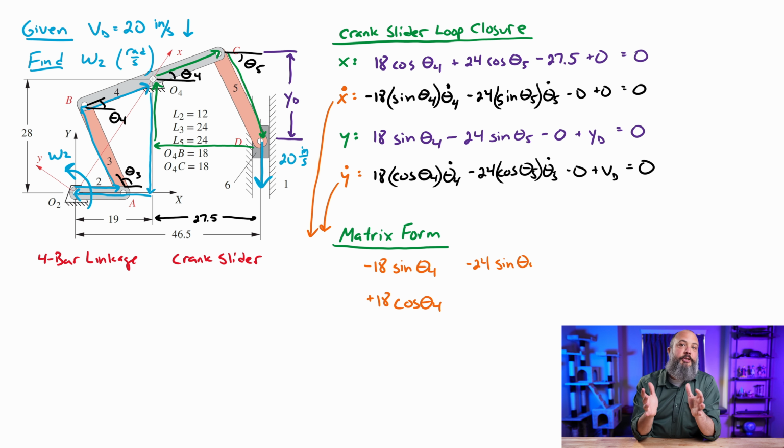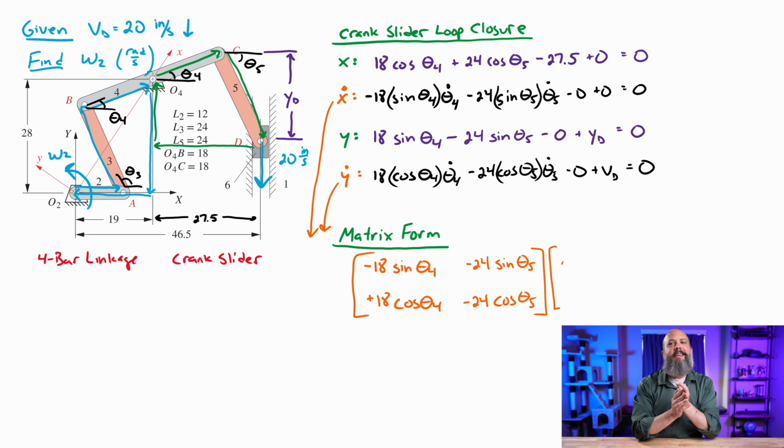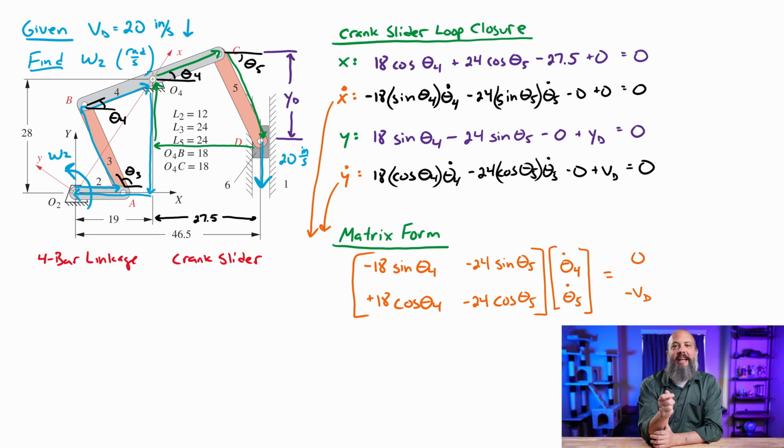The two variables I'm solving for are theta dot 4 and theta dot 5, so those get pulled out. The first 2x2 matrix is just all of the coefficients. And over on the right-hand side is all of the constants. So 0 for the x equation. In the y equation, there is a constant, the vd term, so that gets subtracted over to the other side.